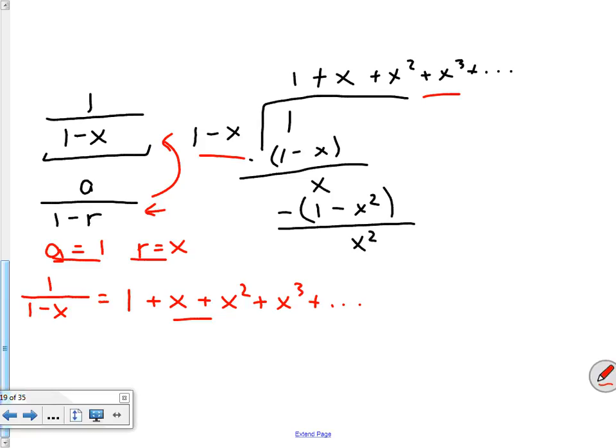And so this is what we're going to ask you to do. We're going to ask you to analyze functions like this and turn them into series like this. So let's go ahead and take a look.